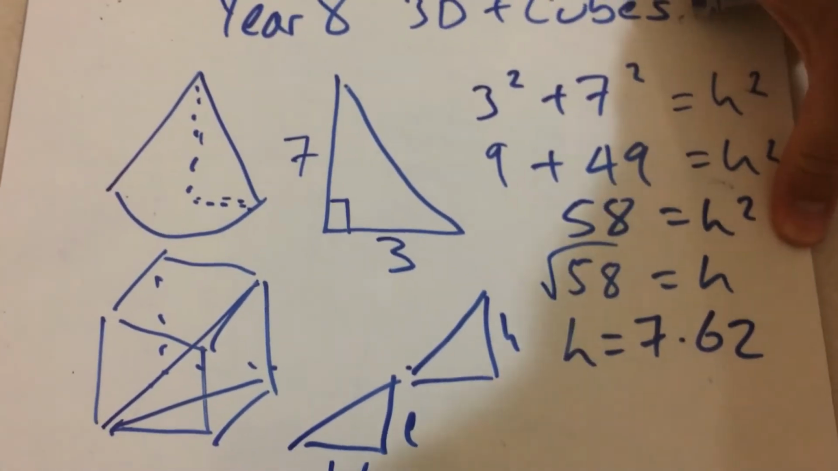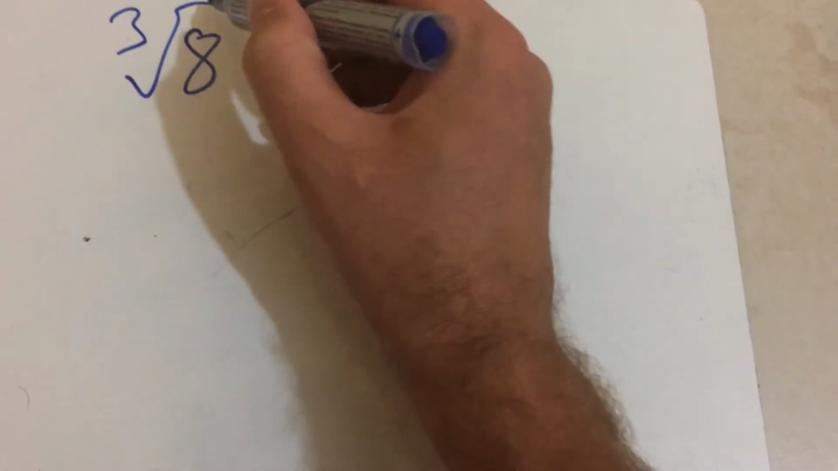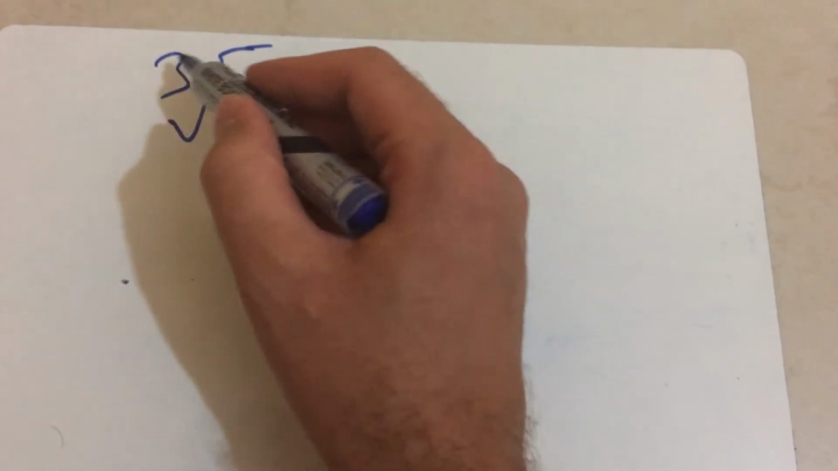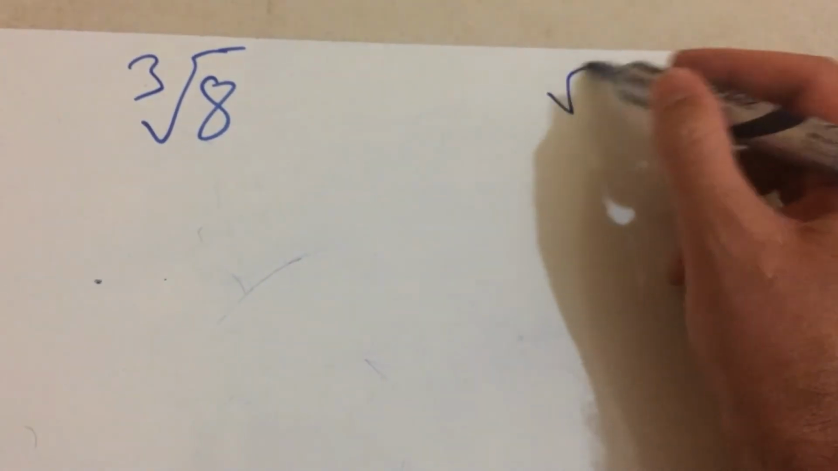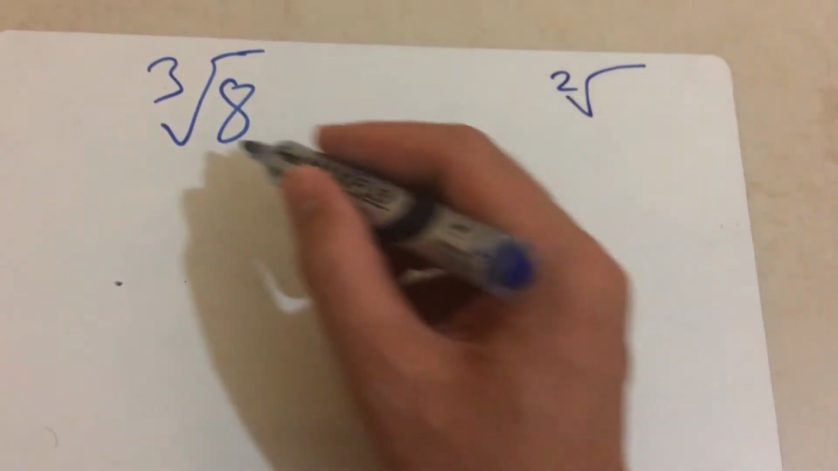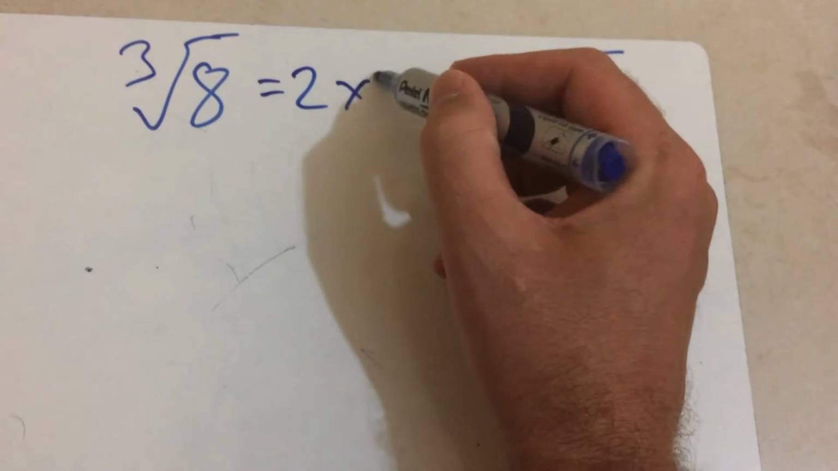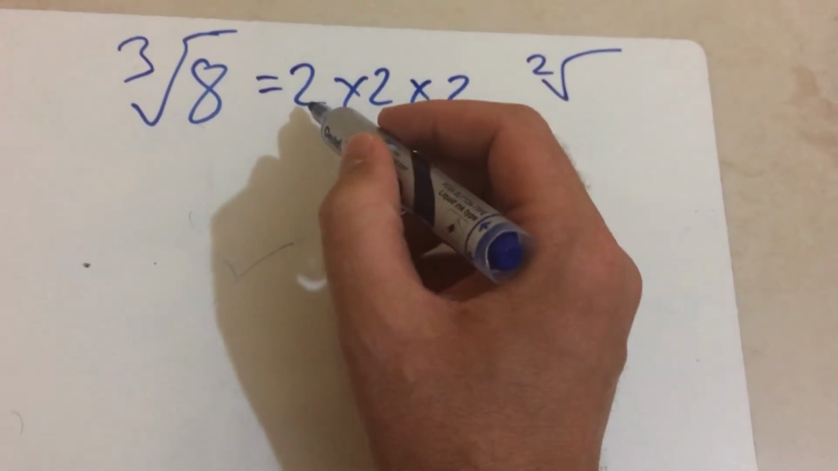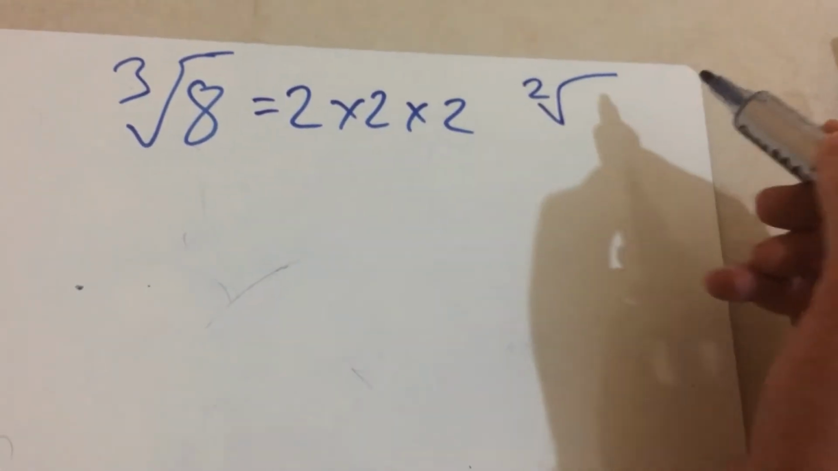Okay, so another topic we want to look at this week is cube roots. So say the cube root of 8. When you write the square root, you don't always write that 2. By convention, that symbol on its own means the square root. But here we're looking for what number times itself 3 times is 8. So 2 times 2 times 2. It's not 6, that's 2 times 3. It's 2 times 2, which is 4, times 2, which is 8.